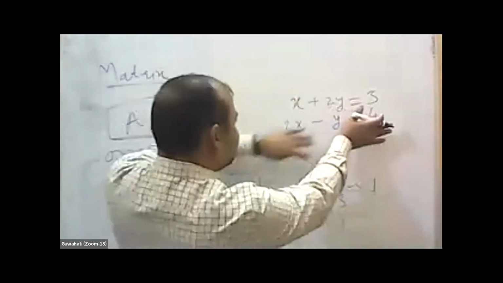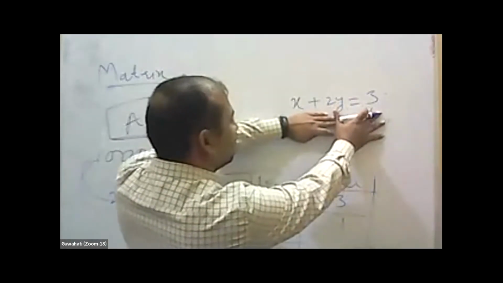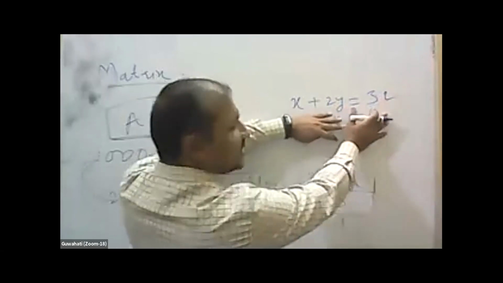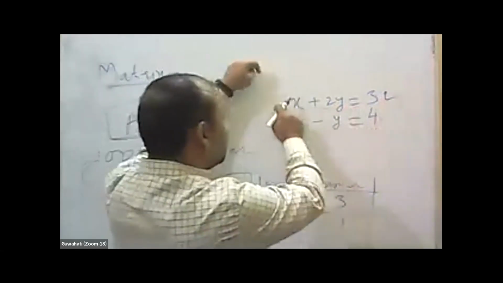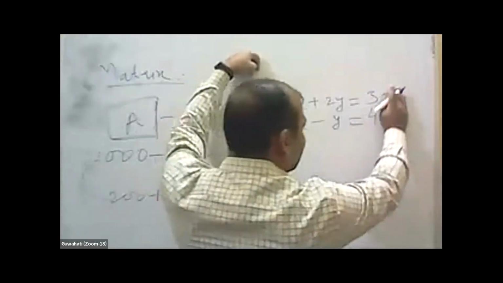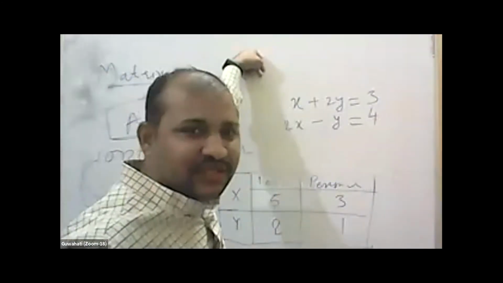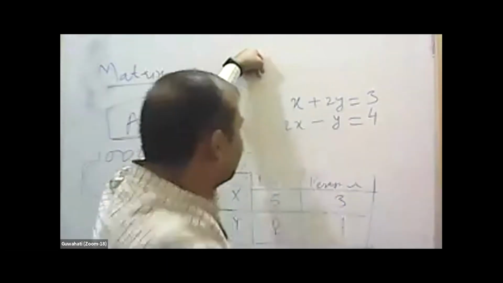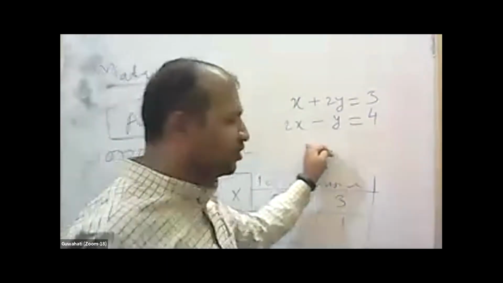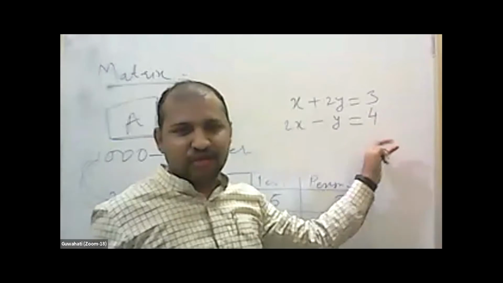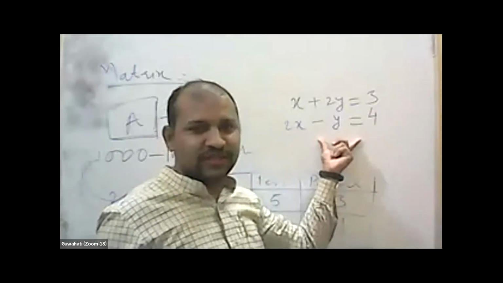If it would have been like this, only one equation, we call it just a linear equation, right? But if two or more than two equations are there, then we call it a simultaneous linear equation. Then I'm interested to find the solution of this, right? So one method, you know that, right? How can we find the solution of these equations?